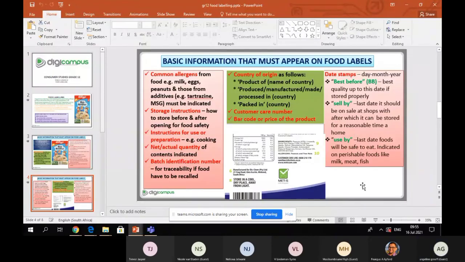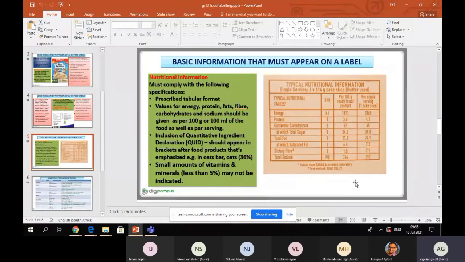And then there's the nutritional information. It must comply with the following specifications. It must be in a tabular format as is over here. And then, of course, values for energy, protein, fats, fiber, carbohydrates, and sodium should be given as per 100 gram or 100 millilitres, as you can see. Okay. So that's important over there.